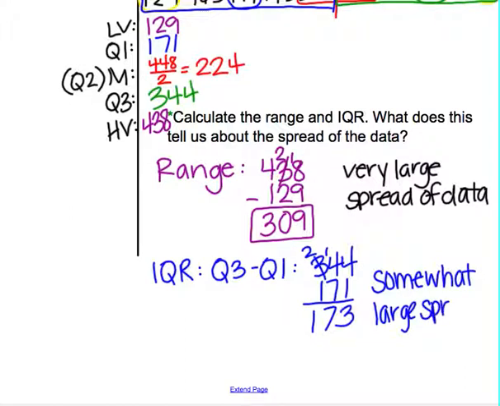When talking about songs, to be a small spread or similar data would have to probably be quite a bit less than 2 minutes. Now in our next video, we're going to learn about how to make these box and whisker plots using the 5-number summary.